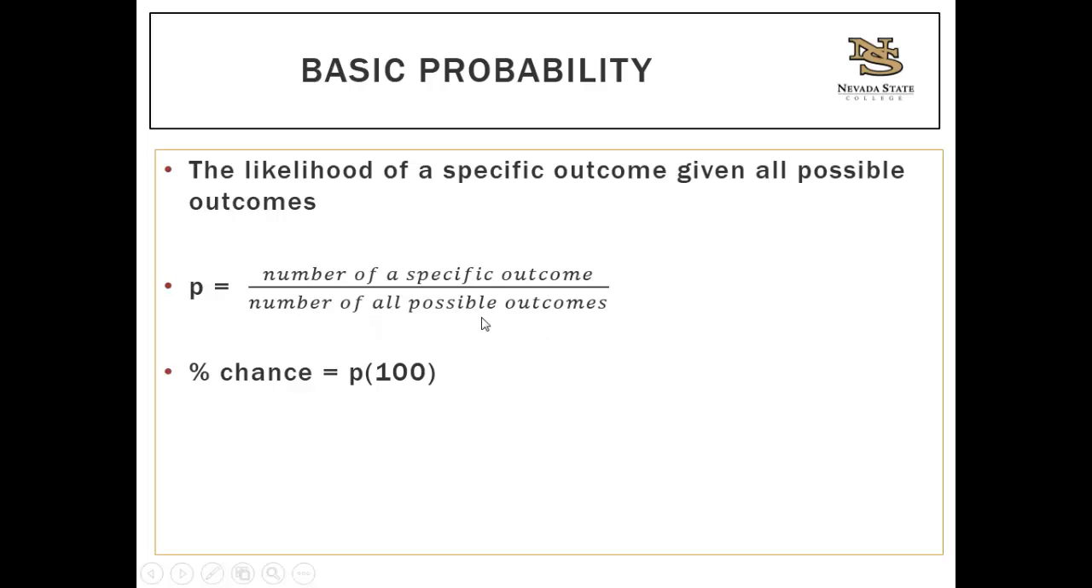Another way to think about it. And then to get percent chance, you just take the p-value and multiply it by 100. Alternatively, if you have something like a percent chance, like something is a 50% chance, divide 50 by 100 and you have a probability of 0.50.